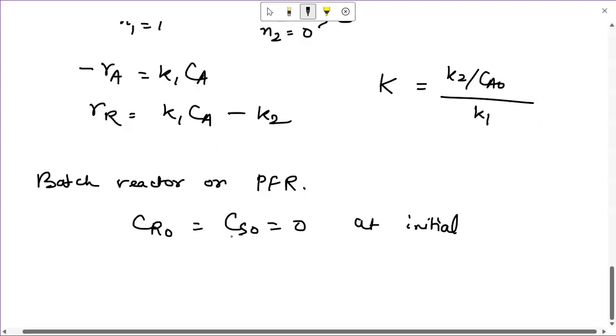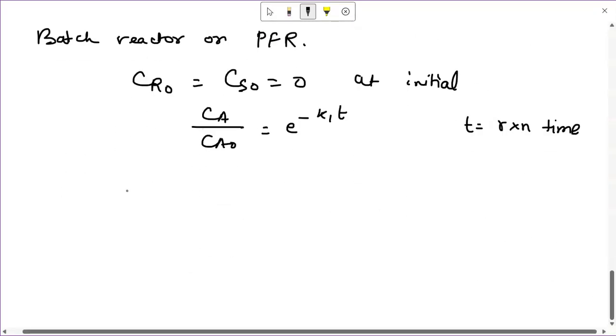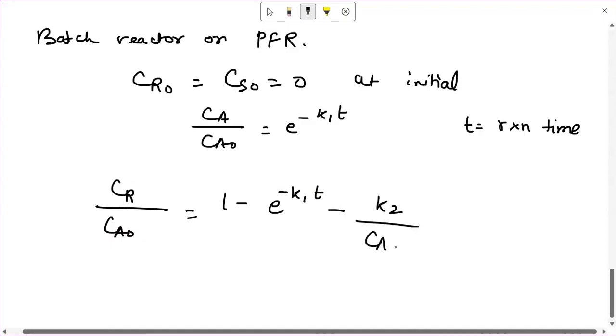Then Ca by Ca naught equals e to the power minus K1T. Here T is the reaction time. And Cr by Ca naught equals 1 minus e to the power minus K1T minus K2 by Ca naught T.